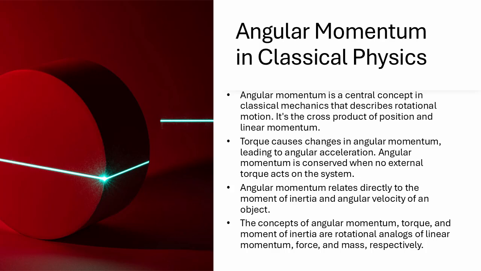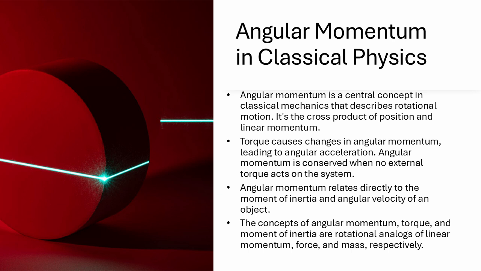We often talk about things moving in straight lines, like a rocket blasting off, or a sprinter racing on a track. But what about when things spin? That's where things get really interesting. We have to start thinking about angular momentum. It's this fascinating concept that's all about how things rotate.